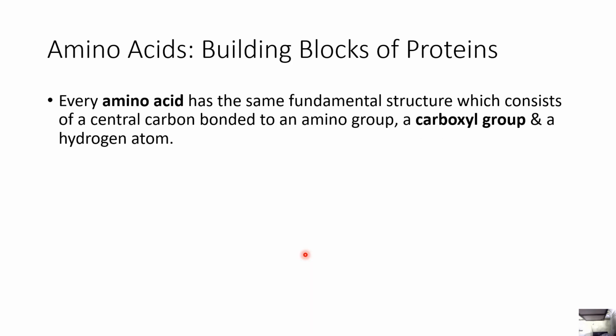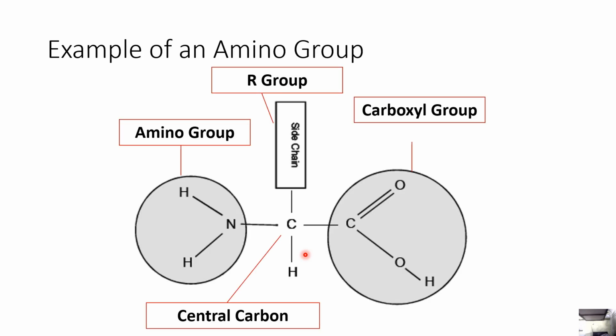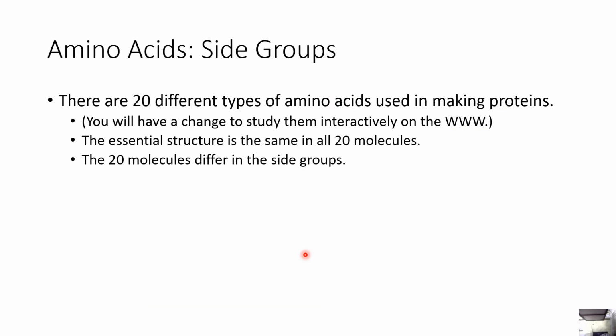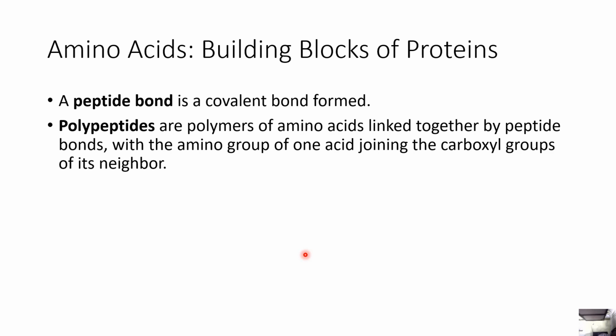Now, every amino acid has the same fundamental structure, which consists of a central carbon bonded to an amino group, a carboxyl group, and a hydrogen. There are 20 different types of amino acids used in making proteins. The essential structure is the same in all 20 molecules; the molecules differ in their side groups. As I said, the peptide bond is a covalent bond. Polypeptides are polymers of amino acids linked together by peptide bonds, with the amino group of one acid joining the carboxyl group of its neighbor.